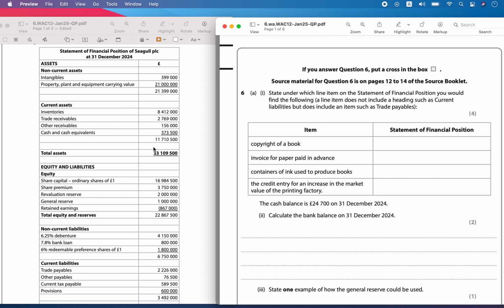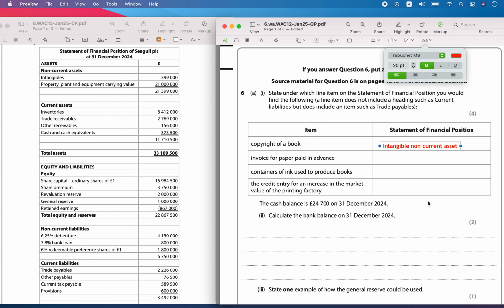We can see that the first question is, if a copyright of a book is issued, under which section will you include it? So the copyright of a book is like an asset to the company, so you are going to be including it as intangible, which can't be measured in terms of money, so intangible non-current asset. You will include it under intangible non-current asset.